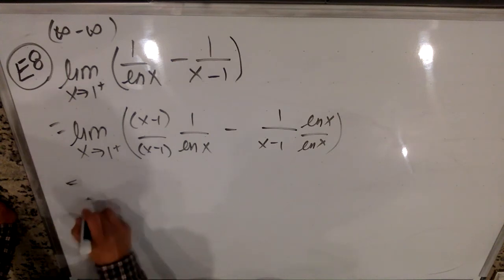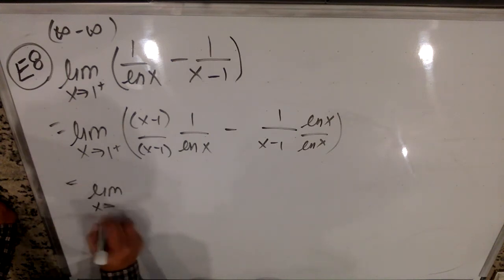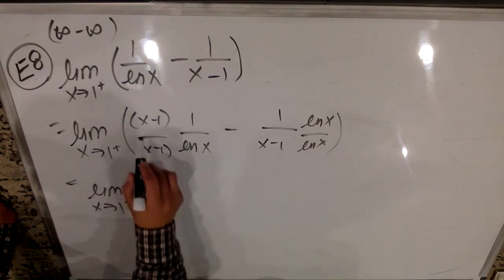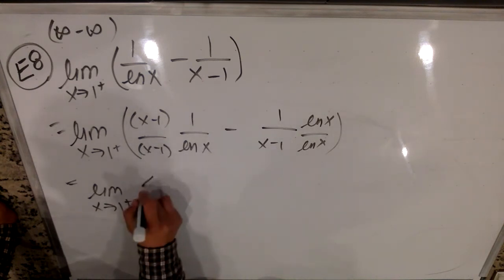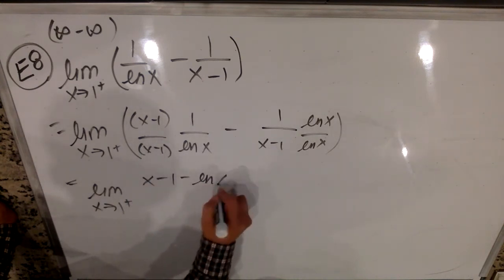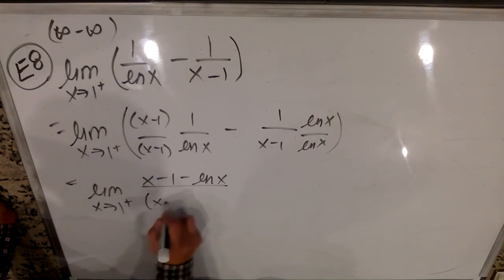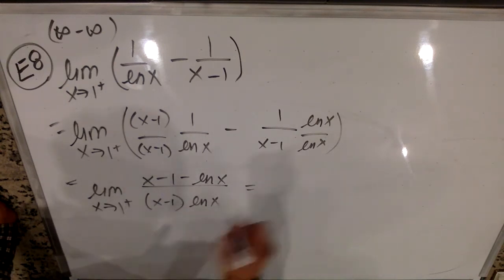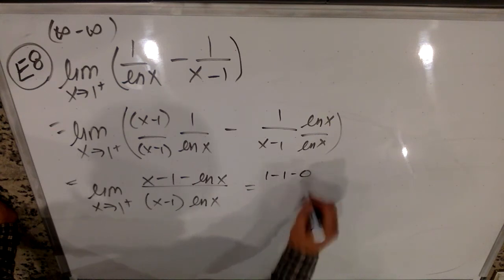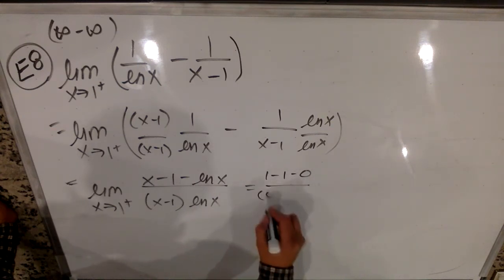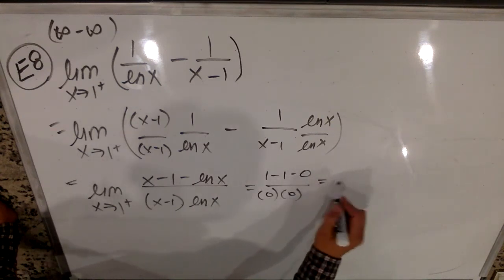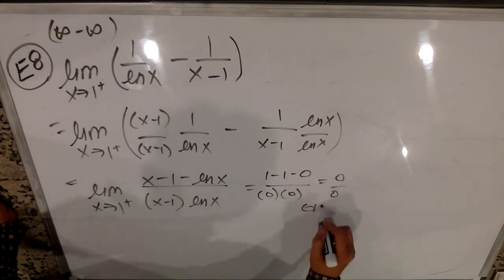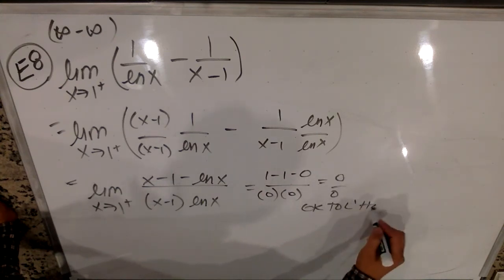So I'm going to get the limit as x approaches 1 from the right of x minus 1 minus natural log of x, over x minus 1 times the natural log of x. Well, now when I try to plug in, I get 1 minus 1 minus 0 over 0 times 0, which is totally 0 over 0, so now I'm okay to do L'Hopital's.